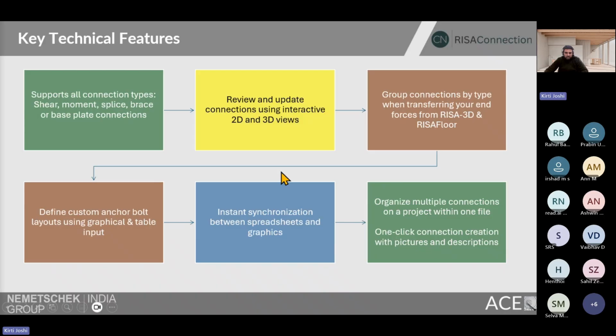Next, it allows you to define a custom anchor bolt layout, both graphically and through tabular input, which is for the base plate design. And the good point is everything stays synchronized, like the spreadsheet and even the graphics, the calculations update instantly. For example, that will also be showcased in the live demonstration, where any modification made to the connection geometry immediately updates the design check, the unity ratio, or the pass/fail status.